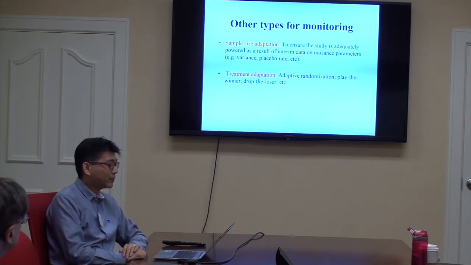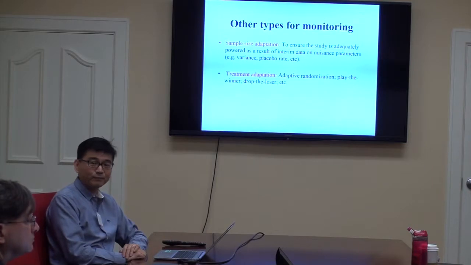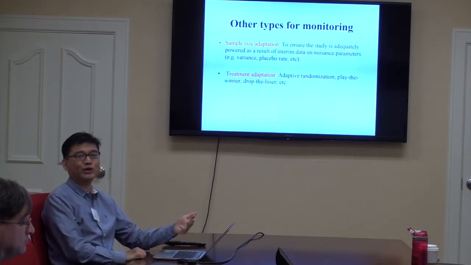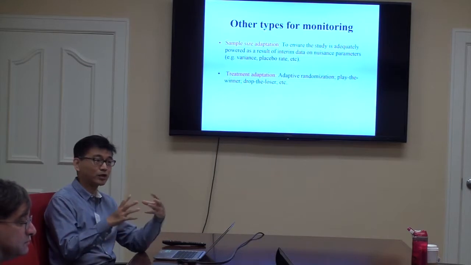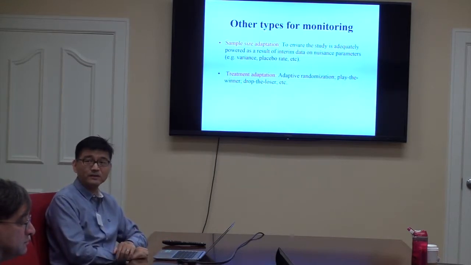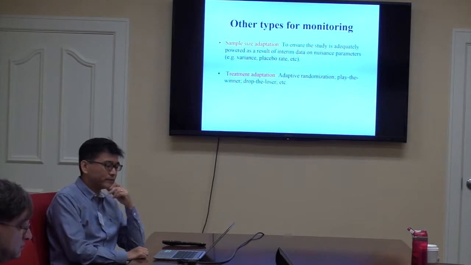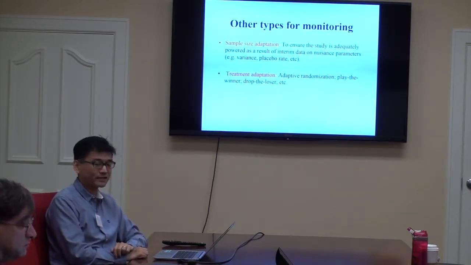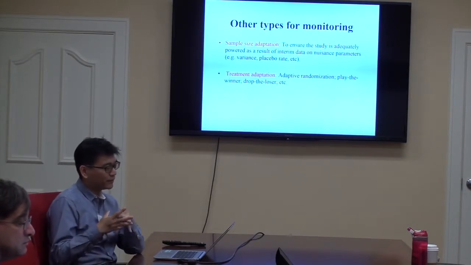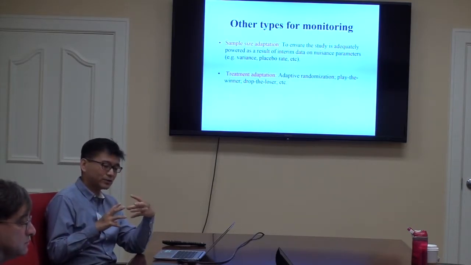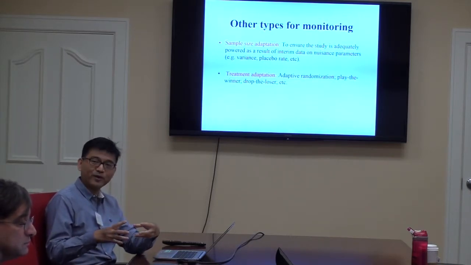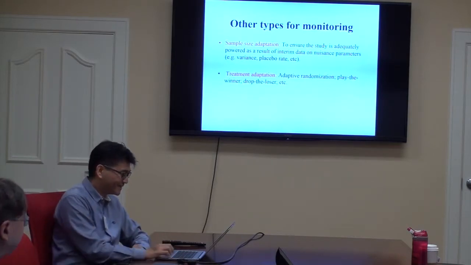And then the last type of monitoring is really what I call the kitchen sink. It has everything in it. You can drop a loser, play the winner, enrich the population, change the endpoint. There are many adaptations you can do, but this is just a broad topic that requires a lot of specialization. It's also about tailoring for each specific trial, so I'm not going to talk about that, because the goal, I think, is to give you some basic tools and concepts so that you can at least do the basic stuff. The more creative stuff will be fun, but it's out of scope.